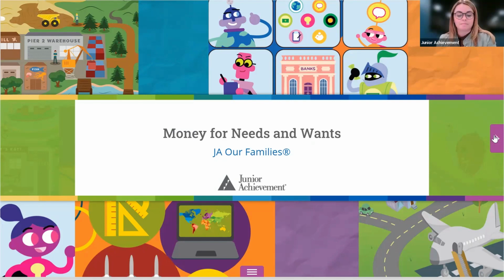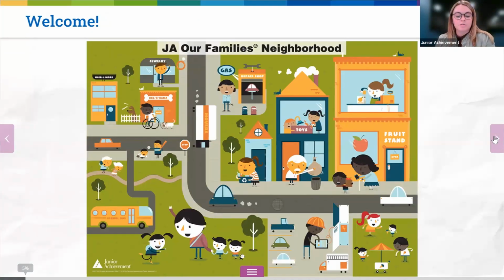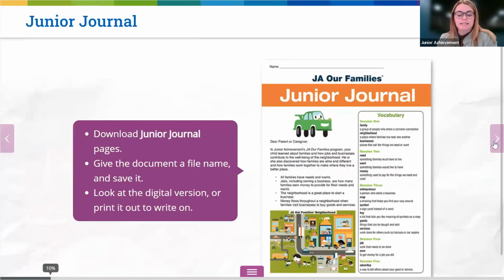In Session 2, Money for Needs and Wants, students will be learning about how families use money to pay for different things that they need and want. First, you will greet the students and tell them that today they will be learning about wants and needs that families have. The next slide shows a picture of the junior journal packet. You will need this later on in the lesson, and I recommend handing this packet out later so that it doesn't become distracting for students.